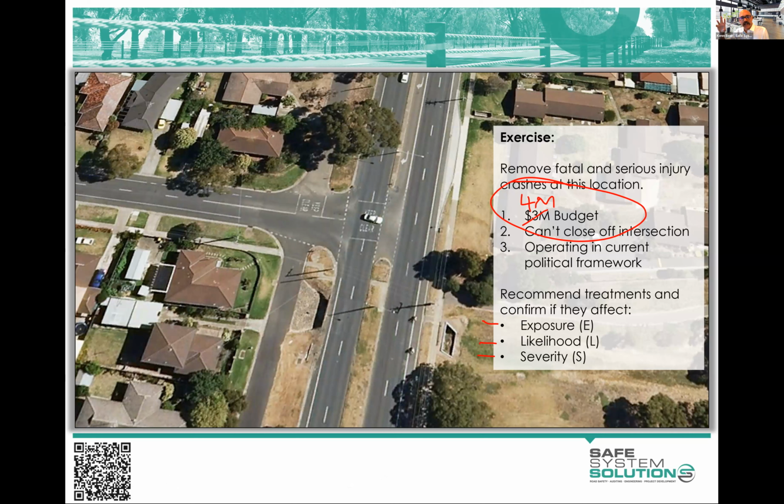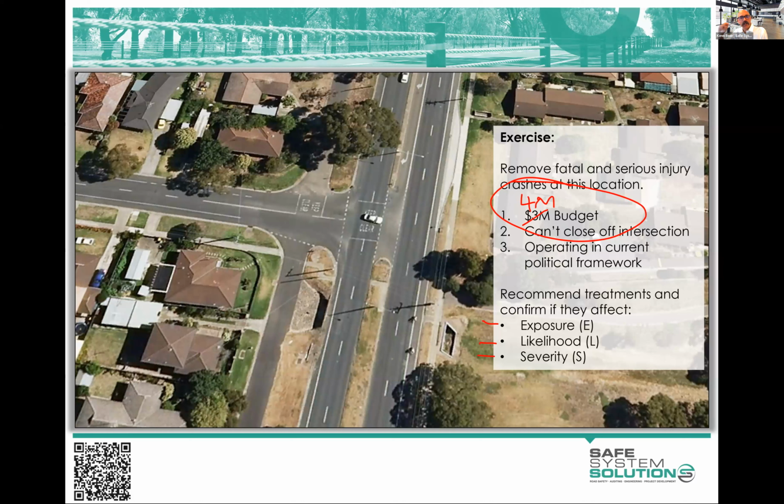Okay, so hopefully the task's clear. Just to summarize that again, you've got $4 million. You can't close off the intersection. You can make whatever other changes you want, as long as you can see some sort of pathway to actually getting that in your current organizational or political framework. If you work for a local government, how would you navigate this through the approval process? If you're a consultant, how would you help one of your clients navigate this through? If you're state government, how would you get this through?